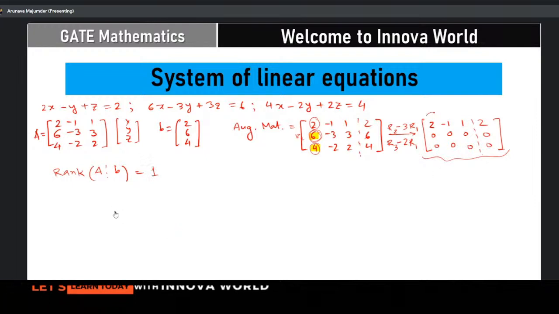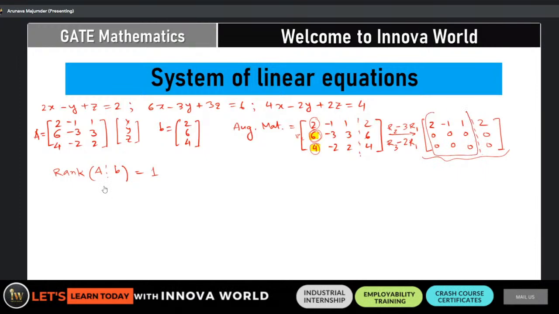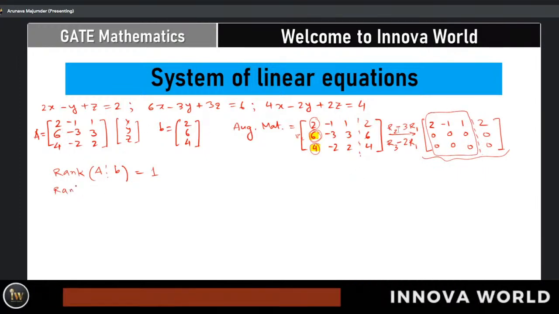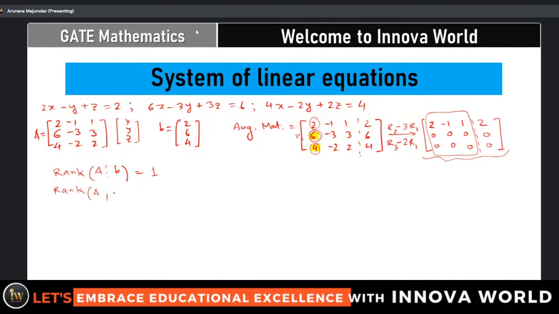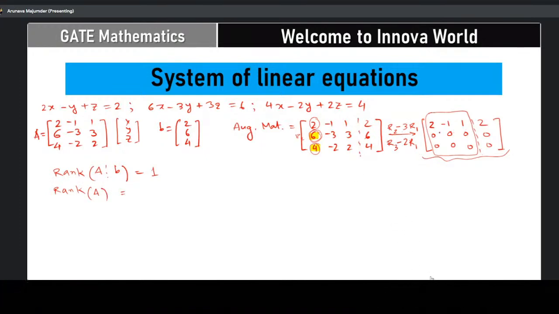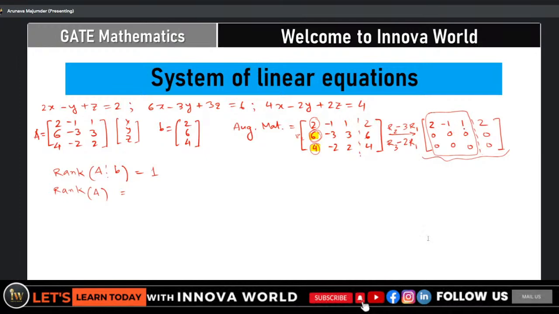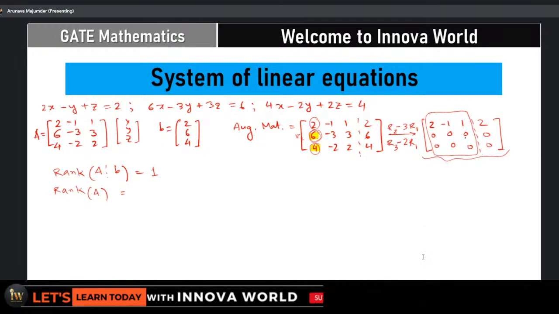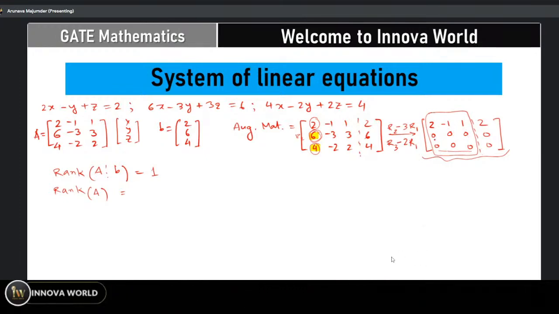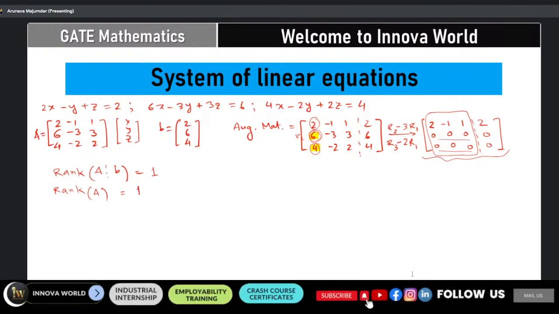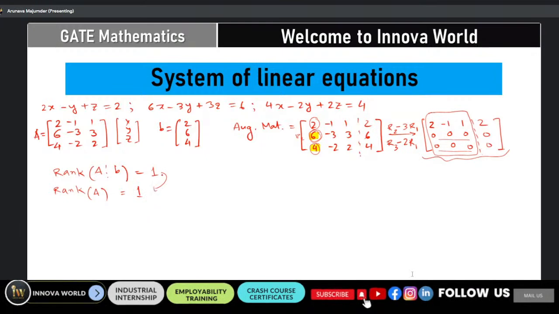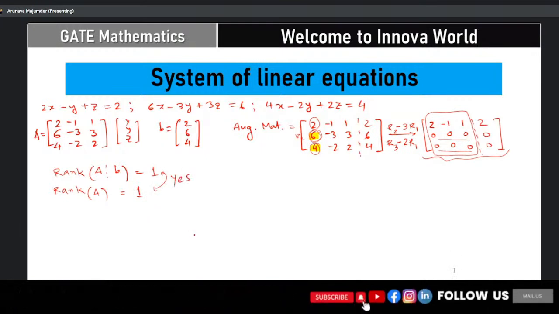Now come to the coefficient matrix only. The rank of the coefficient matrix A: how many non-zero rows are there? The first row is 2 minus 1 1, non-zero. The second row is 0 0 0. The third row is 0 0 0. So this is also 1. Are both the ranks the same? Yes, the ranks are the same. It means the system is consistent.